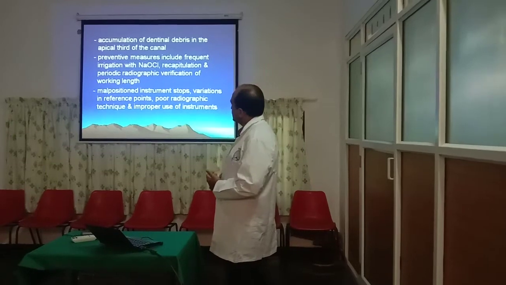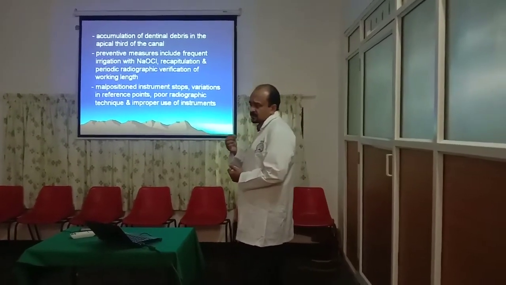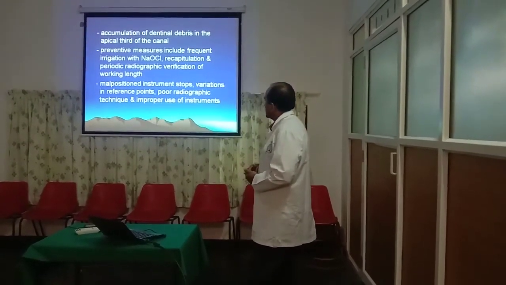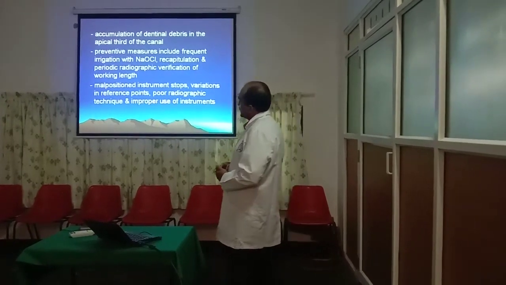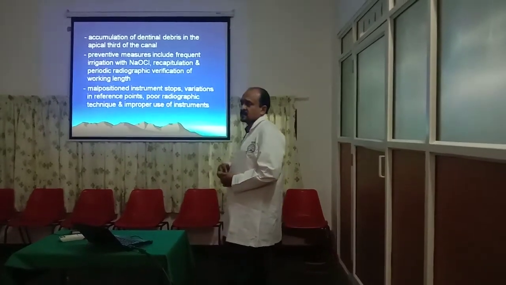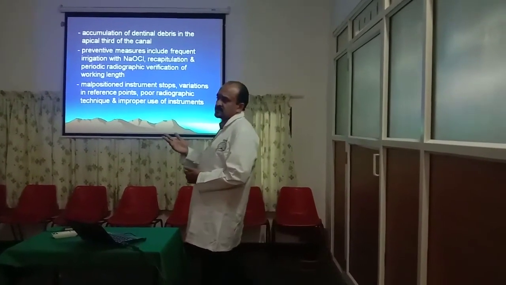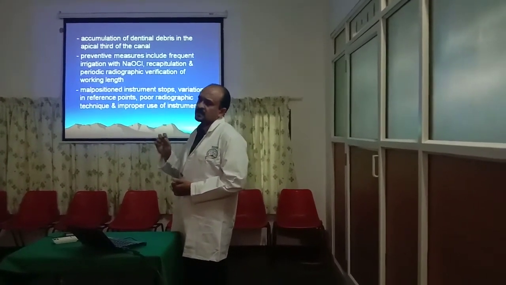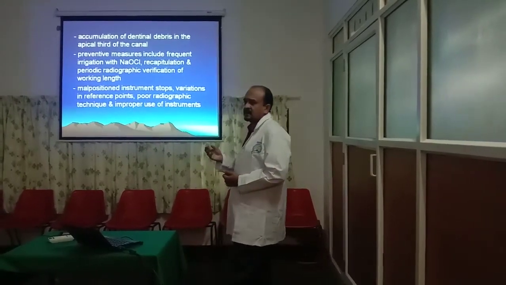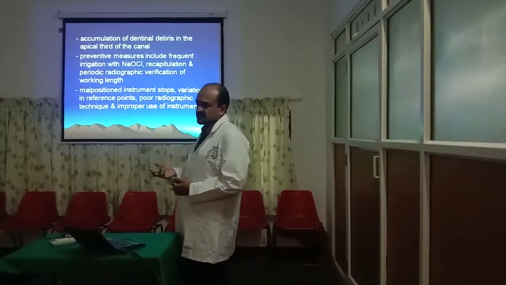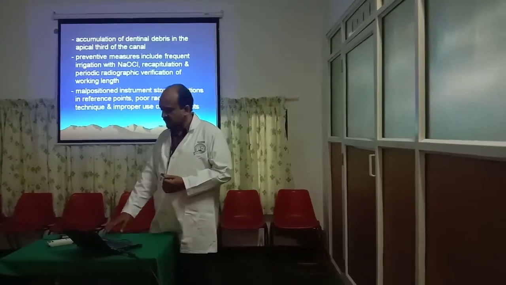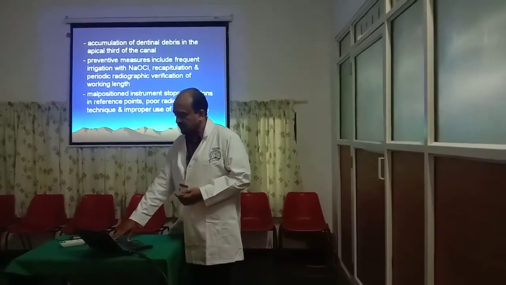Malposition of instrument stops means if you are using a loose stop on your instrument, it will change each time, so loss of working length will happen. Next is variation in reference point. When we do this procedure, we have to select a particular cusp for working length determination. Each time you are not supposed to change it, so you have to write down which canal has which cusp. If you are instrumenting the mesiobuccal canal, you can take the mesiobuccal cusp as your reference point. If you change the reference point, it will end up in loss of working length, either short or long.